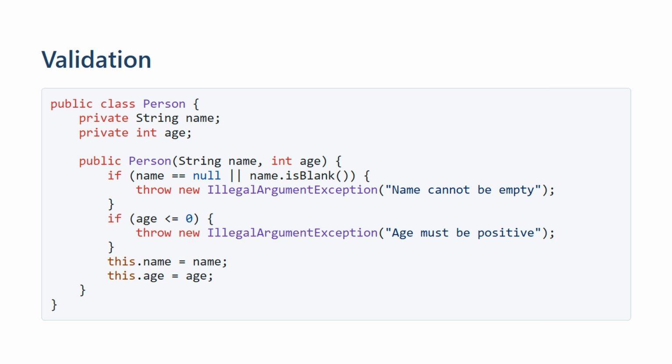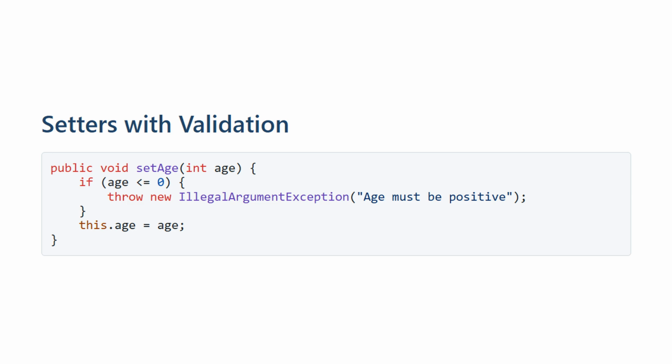Now, let's talk about something critical: making sure your objects are always valid. A well-designed class should never allow an invalid state, not when it's created and not when it changes. The first line of defense is the constructor. Validate all required parameters before assigning them. Here's an example. A person must have a non-empty name and an age greater than 0. This guarantees that once the object exists, it starts in a valid state.